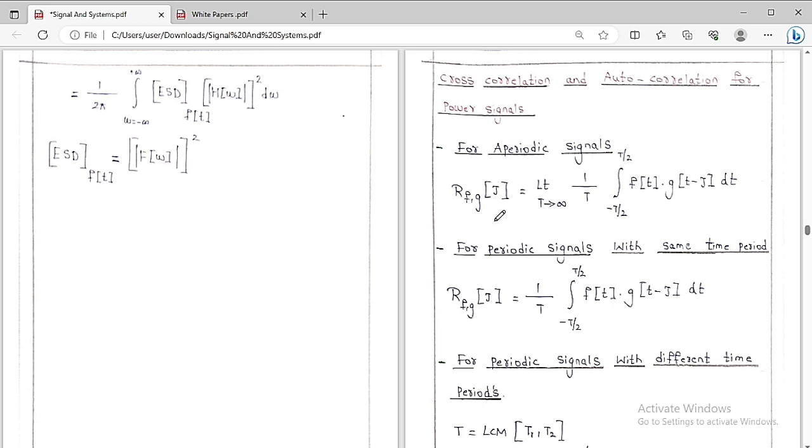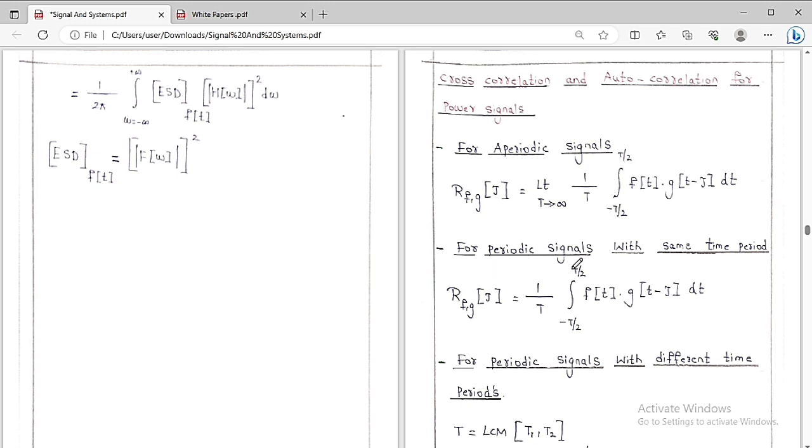So this is the cross correlation between the two functions f of t and g of t, which is R f comma g of tau equal to the limit as T tends to infinity of 1 by T integration over one time period, which is minus T by 2 to plus T by 2, f of t into g of t minus tau dt. Basically aperiodic signals don't have any period, but still we have to take this one.